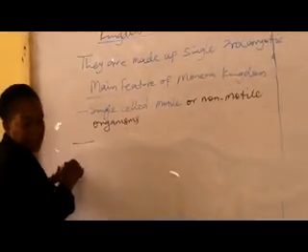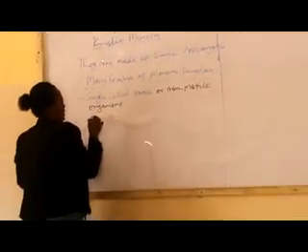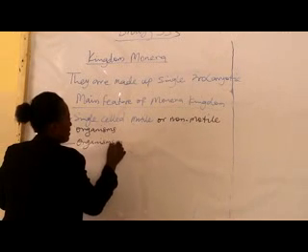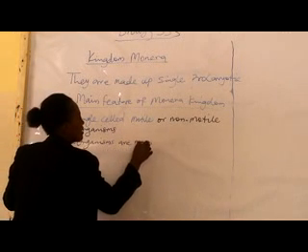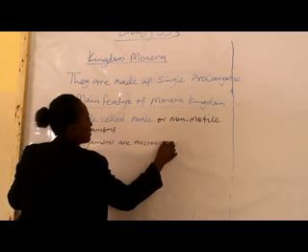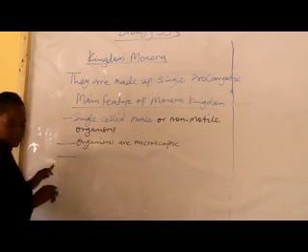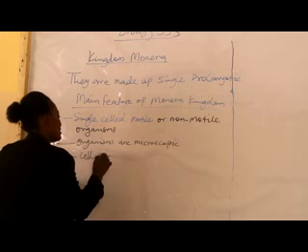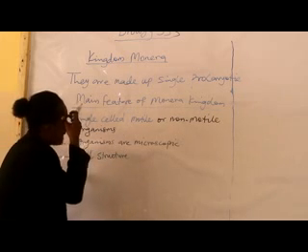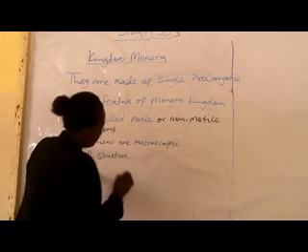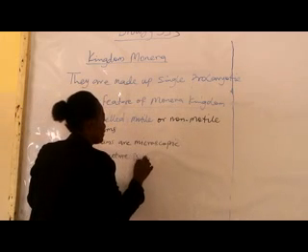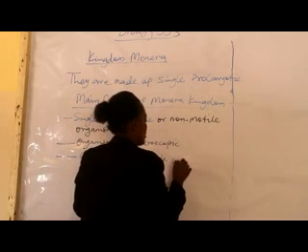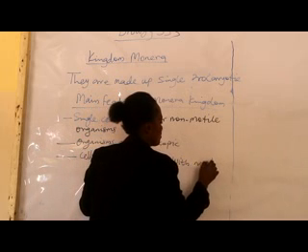Organisms are microscopic. You can't see them with your naked eye. Cell structure is simple, as I have told you. Cell structure is so simple that they lack a definite nucleus.